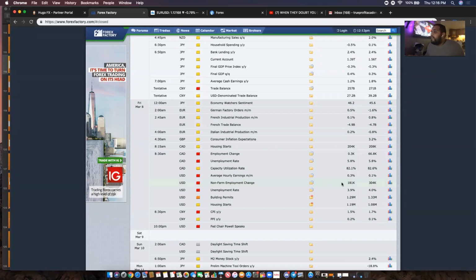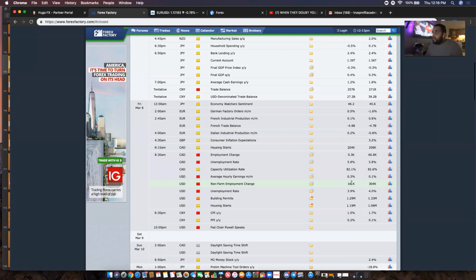Right here, we have a forecasted number of 181,000. If tomorrow at 8:30 in the morning, the non-farm payroll pops up and the number is actually below that forecasted number, we can see strong impact moves kicking in for the bears, just like every other red folder that comes out at that time for the US dollar.